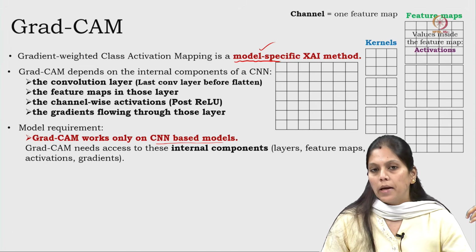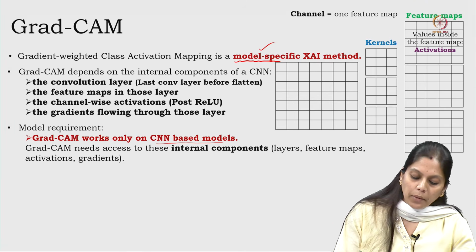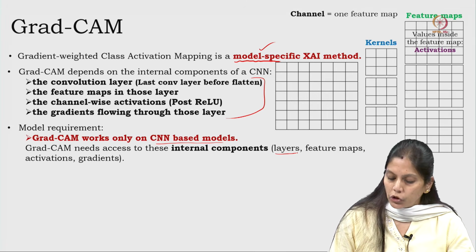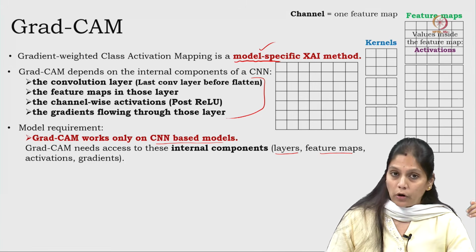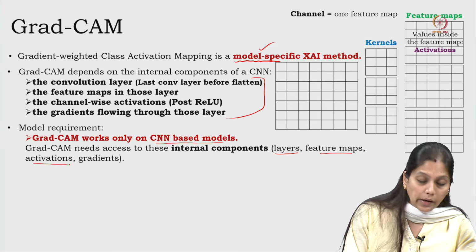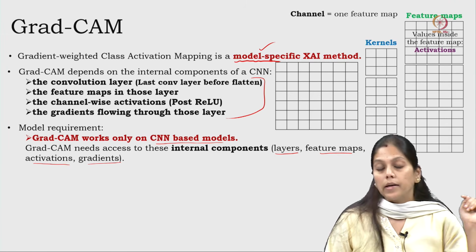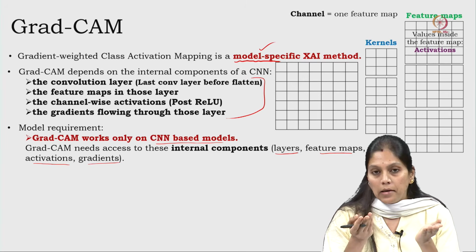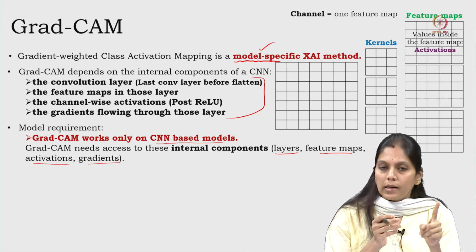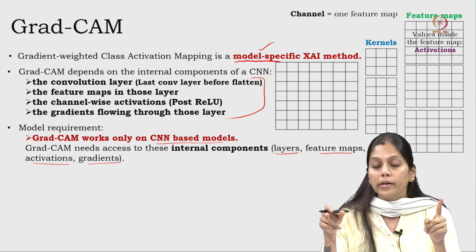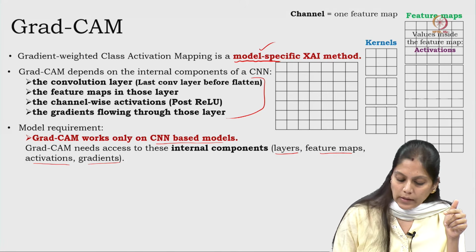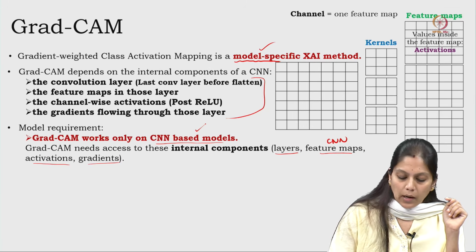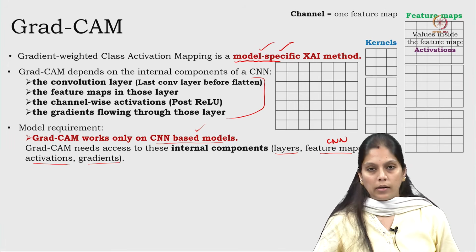Why does it work only on CNN-based models? What is the reason behind this? Because Grad-CAM needs access to all of these internal components. Which are those? It requires the convolutional layers, then the feature maps of the last convolution, then the values inside these feature maps, and then the gradients. Among all the models that we have discussed so far, ANN and CNN, it is only the CNN which produces these feature maps. That is the reason Grad-CAM works only on CNN-based models. That exactly is called model-specific.